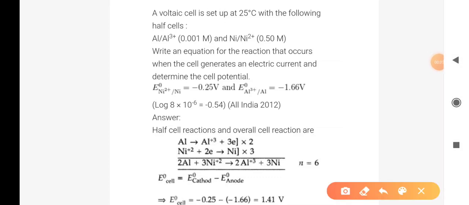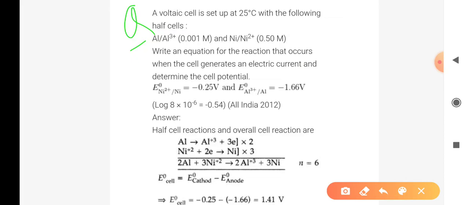Students, now we are discussing the numericals of the chapter electrochemistry. We have one question here. A voltaic cell is set up at 25 degrees Celsius with the following half cells. Write an equation for the reaction that occurs when the cell generates an electric current and determine the cell potential.